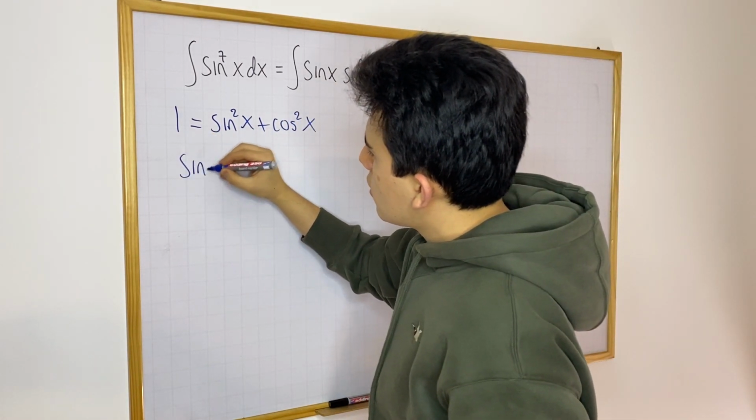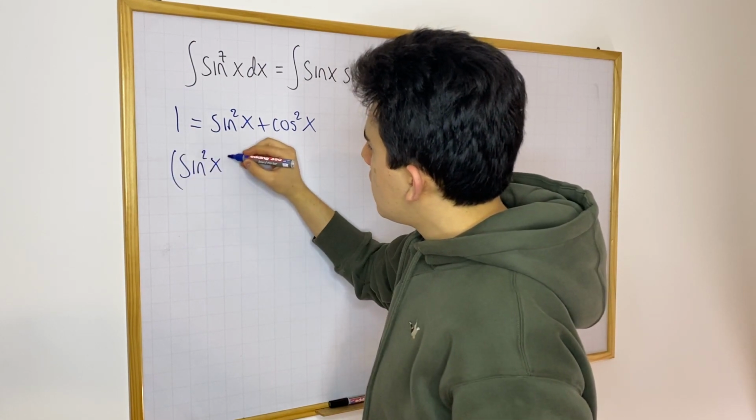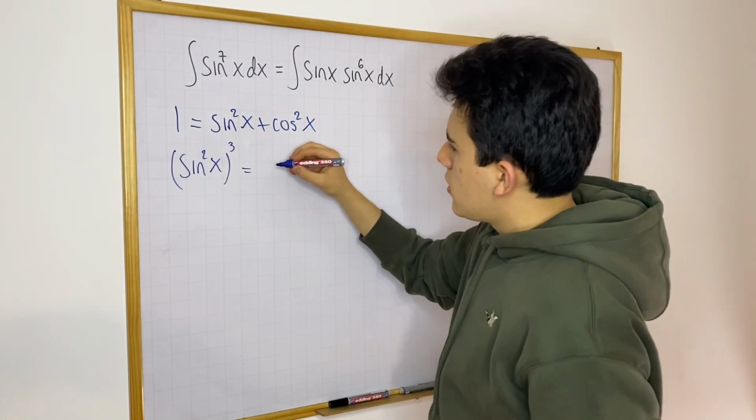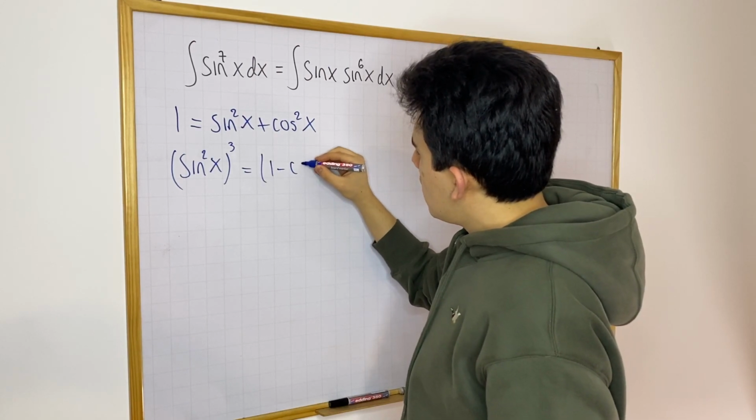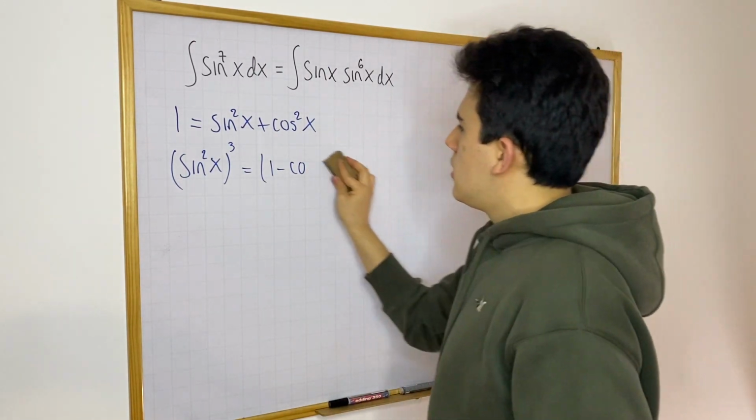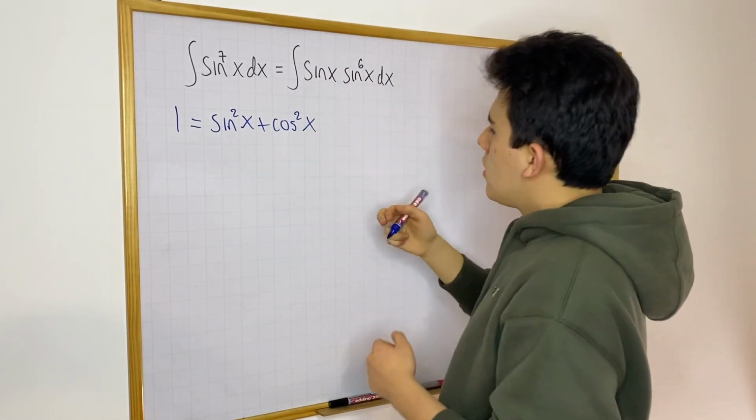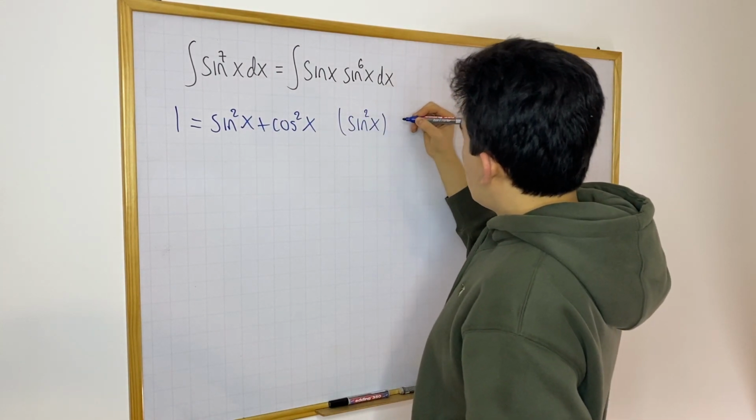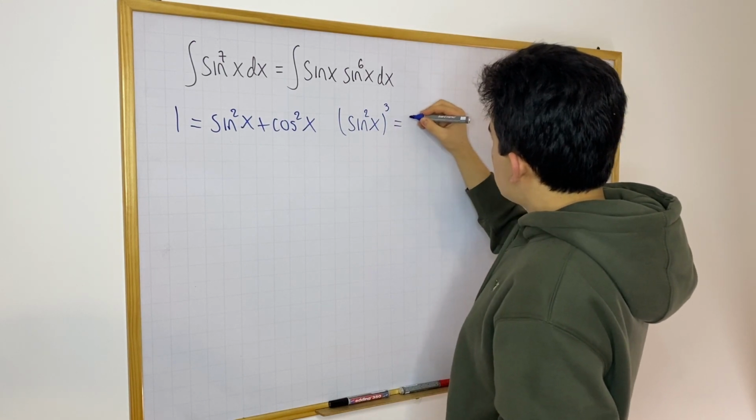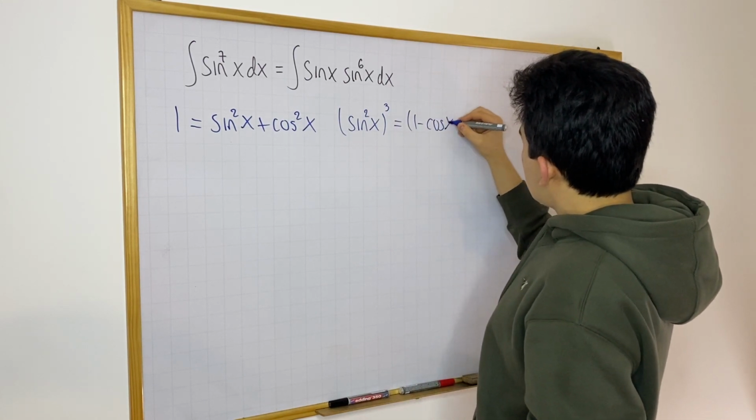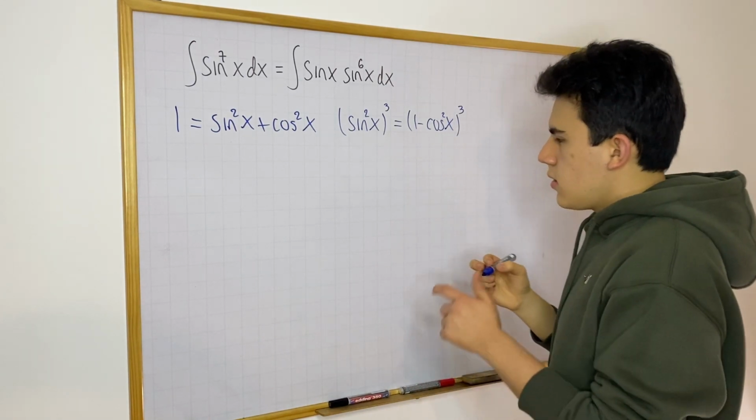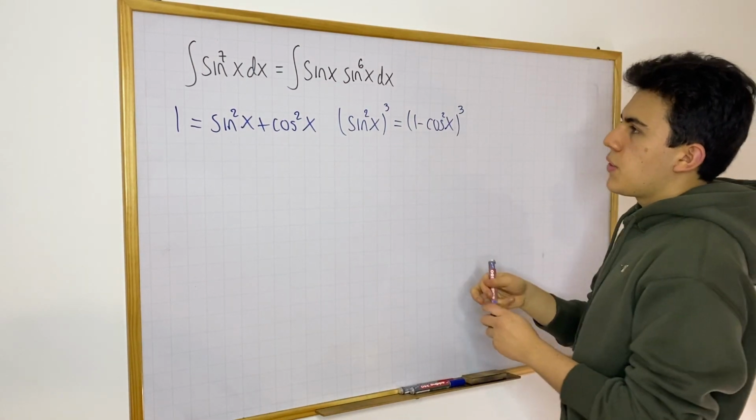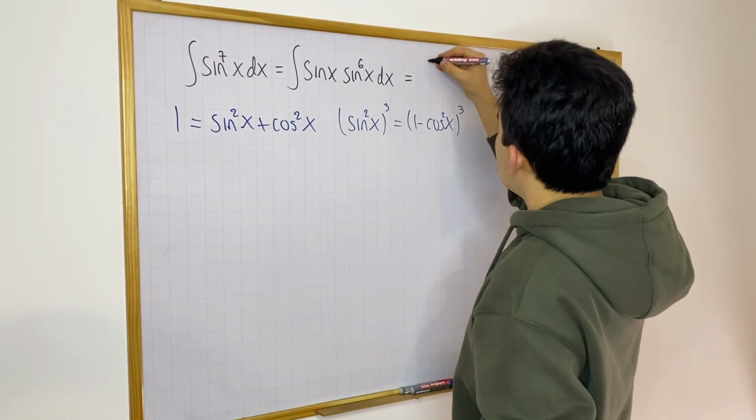So this is something that you can do. If you have sine squared and you take the cube of that, what is sine squared equal to? Well, we can just move cosine squared to the other side. So we're going to get the following. Let me write that again. We have sine squared x cubed equal to 1 minus cosine squared x, cubed. So instead of writing sine to the 6th power, I'm going to write 1 minus cosine squared to the 3rd power, because there's something really nice that we can do with that integrand.